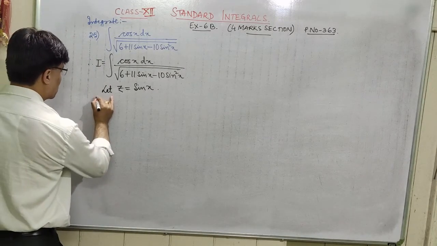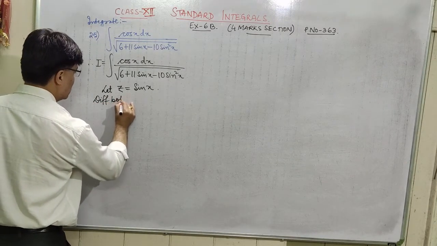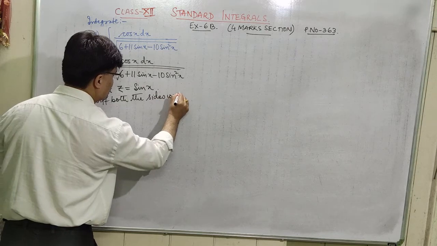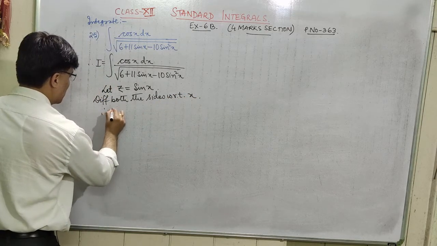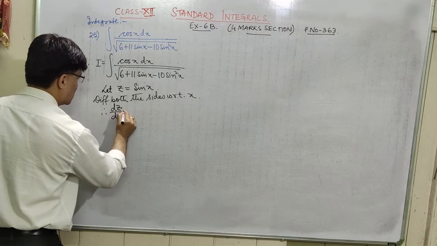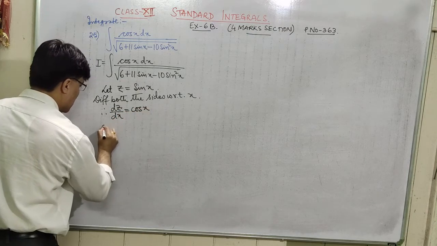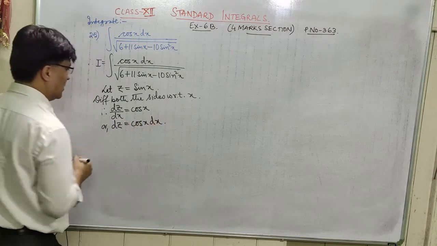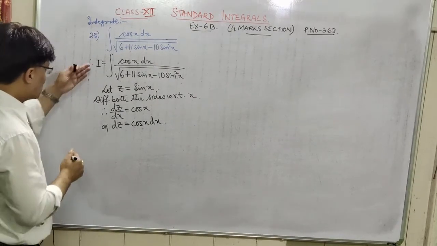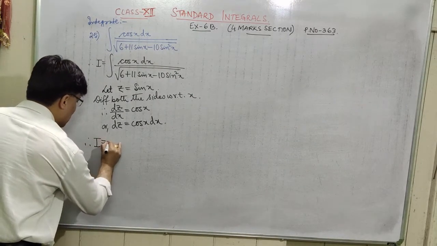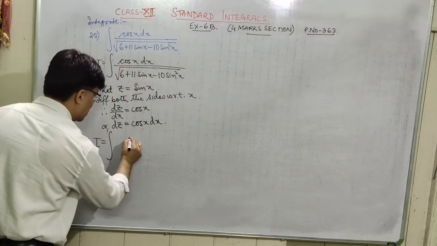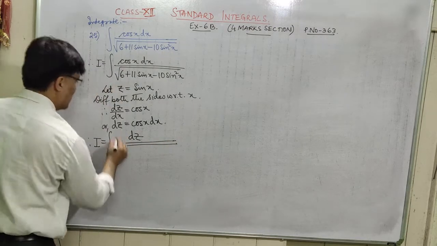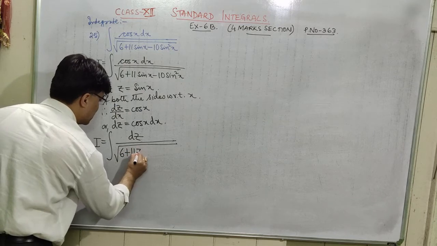So let us differentiate both the sides with respect to x. Therefore dz by dx is equal to cos x. So let's do cross multiplication. dz is equal to cos x dx. Is that clear now? So we can put it in I. So I is equal to integration of, what is cos x dx? It is dz whole divided by within square root, what is here? This is 6 plus 11z, isn't it?